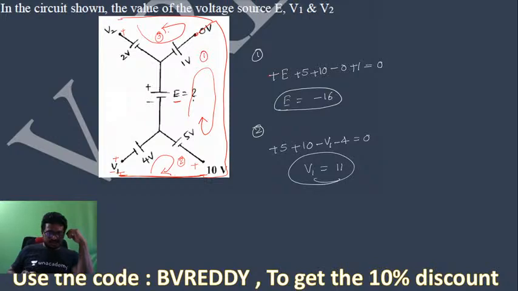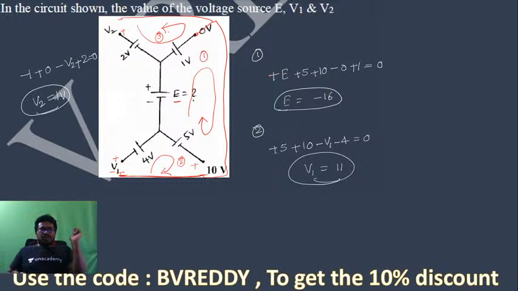V1 is 11. Next, KVL to the third loop. What will we get here? Minus 1, plus 0, minus V2, minus 2 equals 0, plus 2. So V2 equals how much here? 1. V2 is equal to 1. All of you, done this?